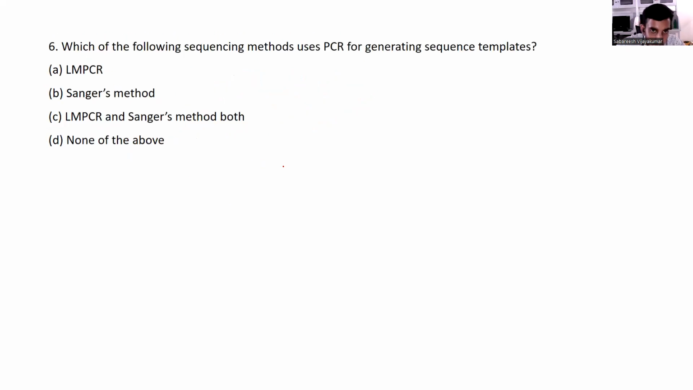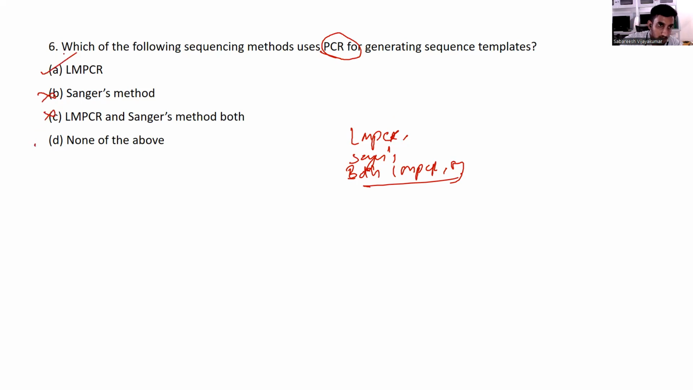Question 6. Which of the following sequencing methods uses PCR for generating sequence template? LMPCR, then Sanger's method, both LMPCR and Sanger's, and none of the above. So the question is, which of them uses PCR, polymerase chain reaction, for generating sequence template? So the correct option is only LMPCR. It's not applicable with Sanger's, so B and C are wrong. So LMPCR is the correct option.